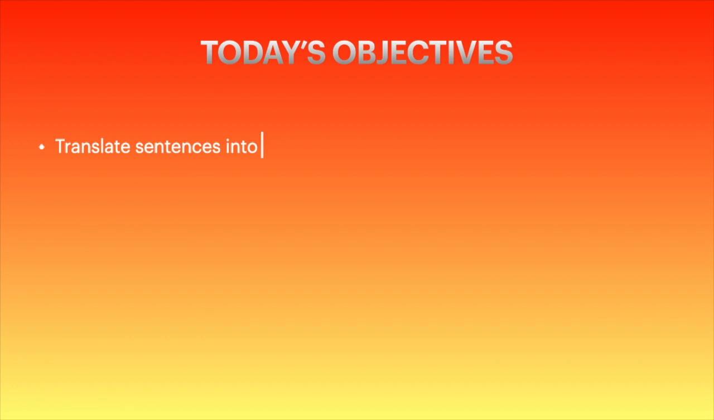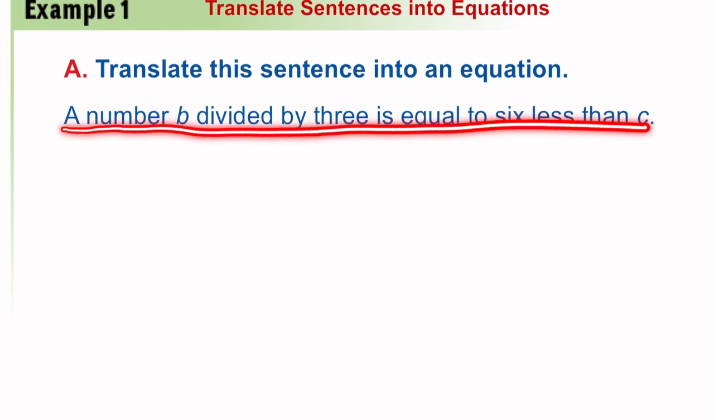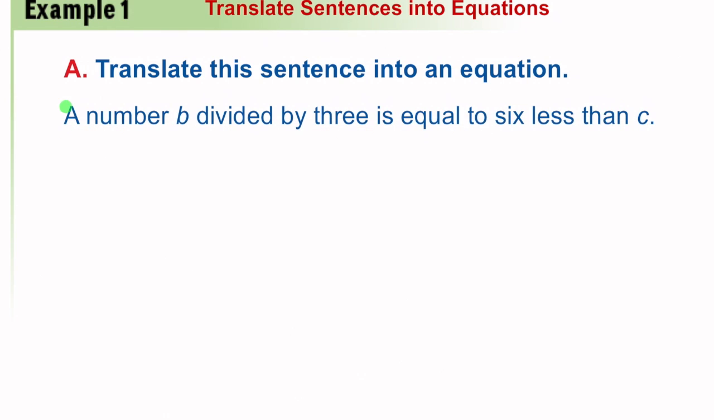So today's objective is to translate sentences into algebraic expressions. It says translate this sentence into an equation: A number b divided by 3 is equal to 6 less than c. So let's look at it part by part.